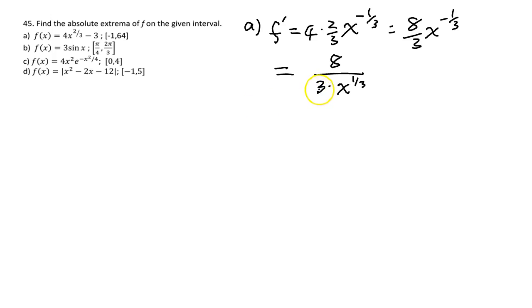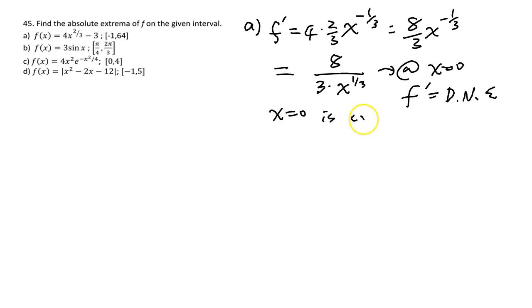Okay, so when is this equal to 0? Never, because the numerator is never equal to 0. When does the derivative not exist? Well, if the denominator is equal to 0, then f prime does not exist. So we know that at x equal to 0, f prime does not exist, and therefore x equal to 0 is a critical number. And that's the only critical number that we found.